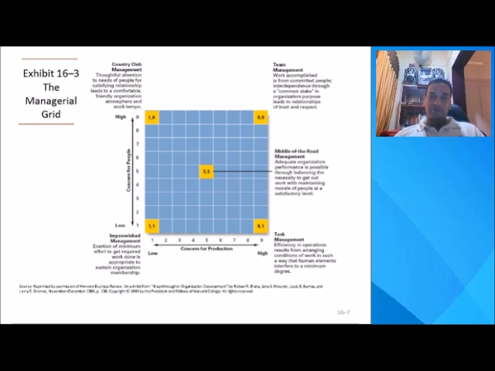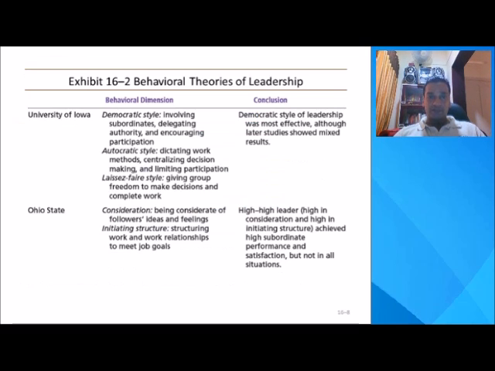Then you have the middle of the road management, that is 5-5, where adequate organizational performance is made possible through balancing concern for people and concern for production. So this is the managerial grid.